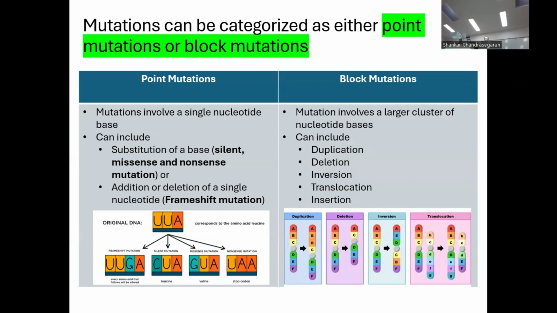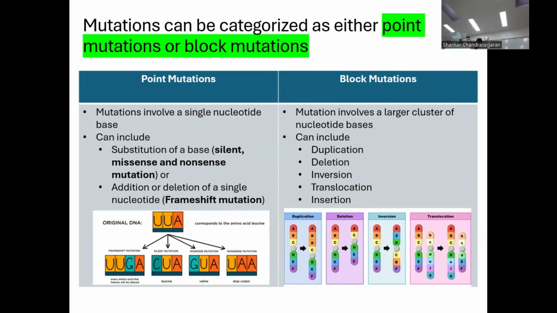One is called a silent, missense, or nonsense mutation, or what can happen is that a nucleotide is suddenly added in or deleted out. So there are four ways it can happen, and they're also categorized differently based on the addition or deletion of a nucleotide. It will cause something known as a frame shift mutation. We'll look into this in a bit.